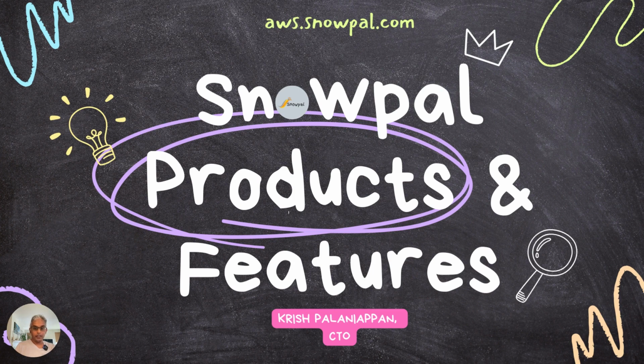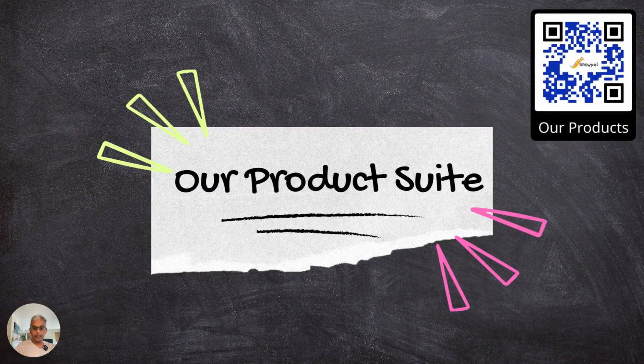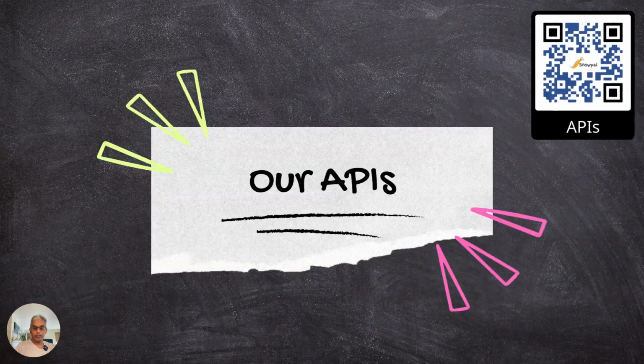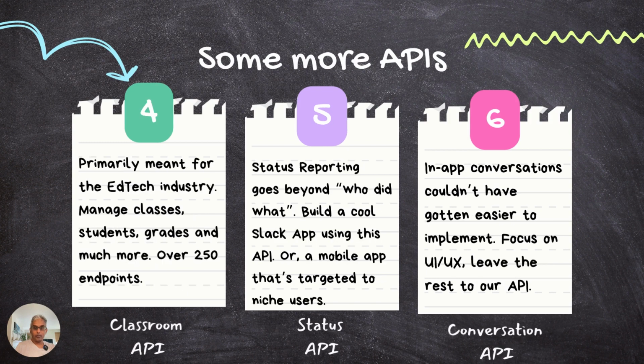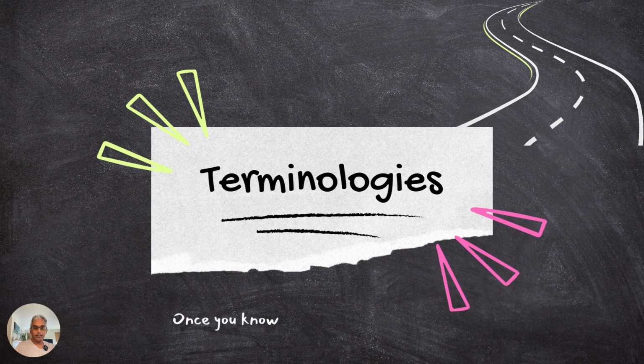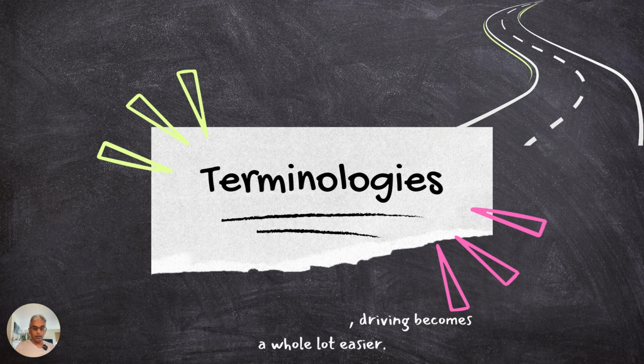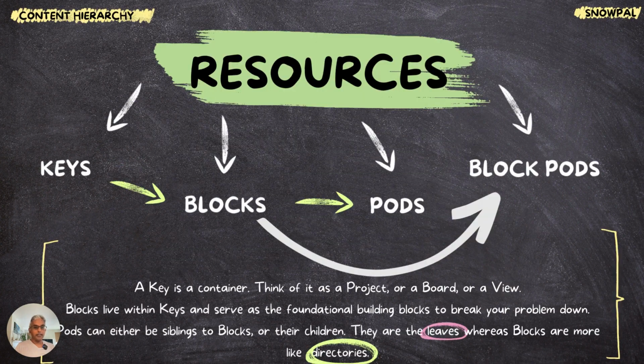So in this presentation, I'm going to pick up from where I left off in the previous one. So let's go through these slides because we've actually discussed these items. We talked about our features, our other products and APIs. We're going to focus this presentation on terminologies, right? Because once you know the roads, driving becomes a whole lot easier. So here's some of our terminologies.